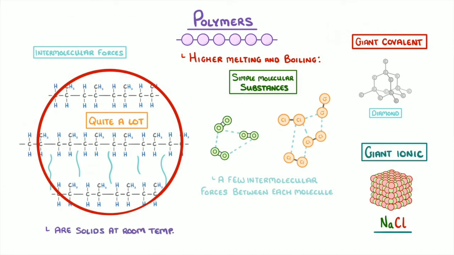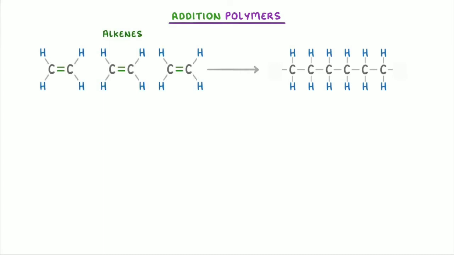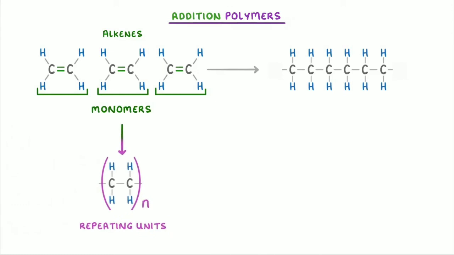As we said earlier, there are loads of different types of polymers, and two of the main ones are addition polymers and condensation polymers, which we'll take a look at in other videos. That's all for now though, so thanks for making addition polymers using alkenes, with a focus on how to draw the monomers, the repeating units, and the polymers.